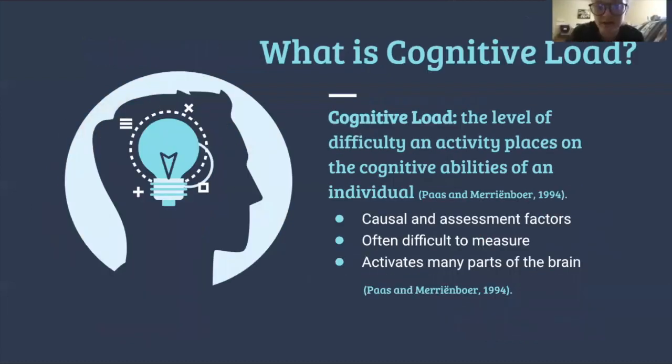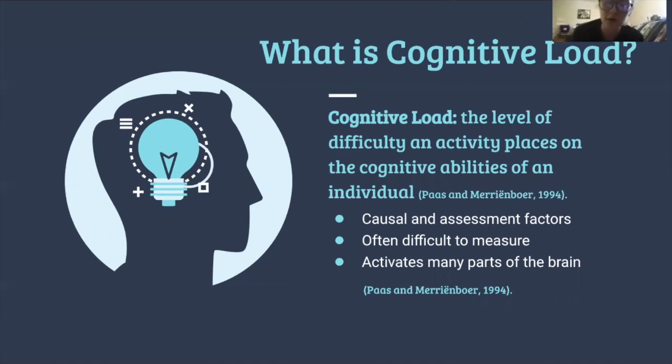So the next variable that we looked at was cognitive load. Cognitive load is the level of difficulty an activity places on the cognitive abilities of an individual. And within cognitive load, there are two different factors. Causal factors are pretty much everything outside of the task. So that may include time pressure, reward systems, and environmental pressures, while assessment factors have to do with the task and how the task impacts your cognitive abilities.